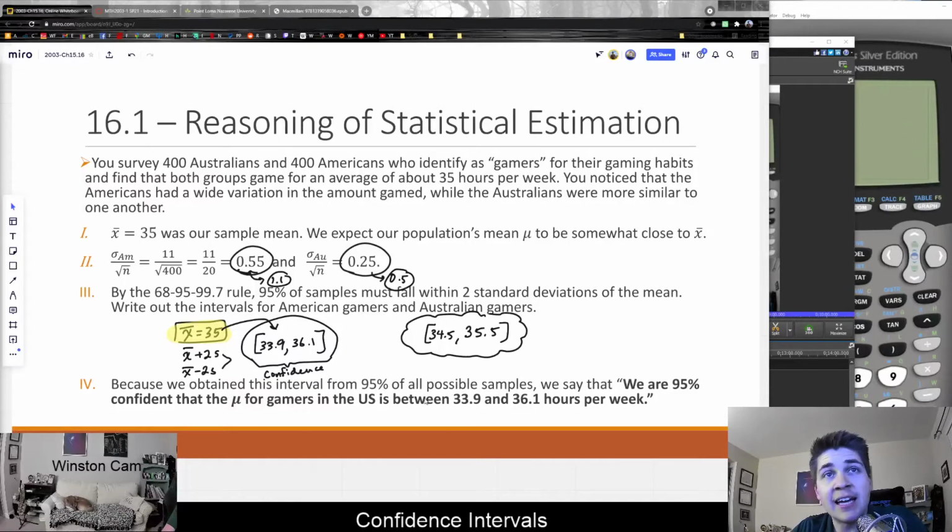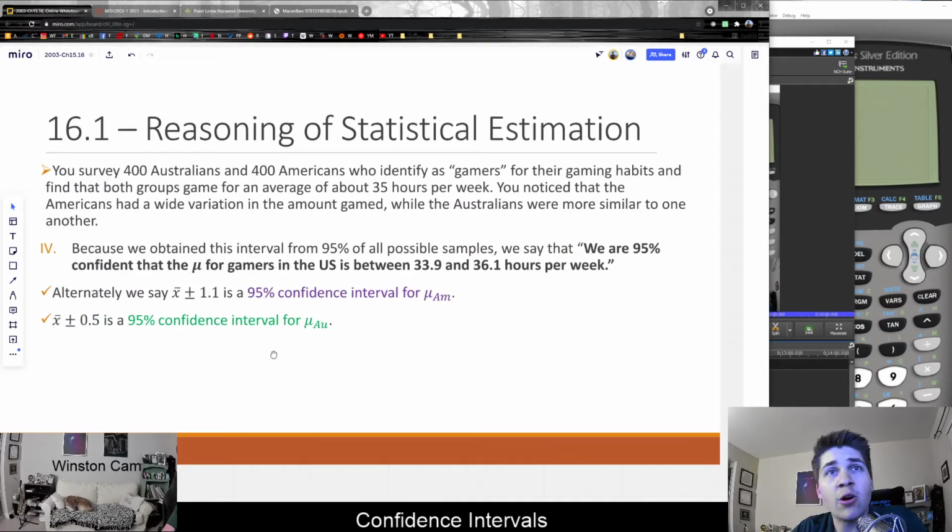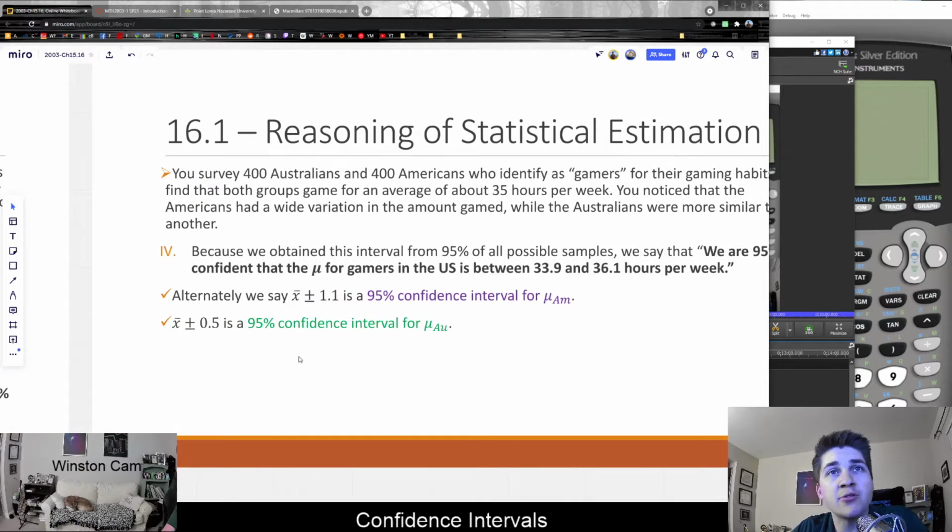Now, continuing along the idea of confidence intervals, sometimes they are also written using X bar plus or minus notation because, in that example with the gamers, we found that their mean gaming time was 35 hours in both groups, which we represent as X bar. And we determined that twice the standard deviation of the sampling distribution was 1.1. And so we often write this as X bar plus or minus 1.1 is a 95% confidence interval for estimating the actual mean of the American population.